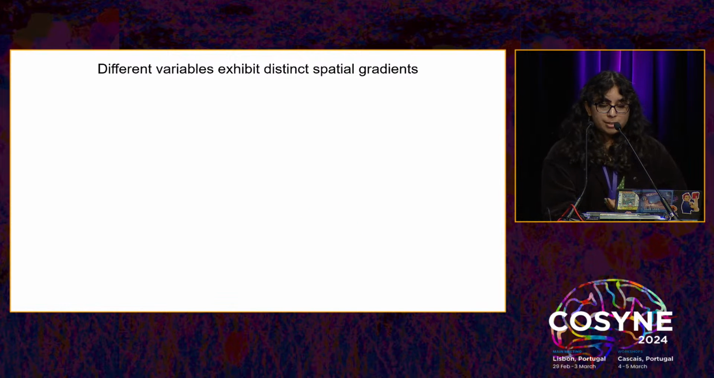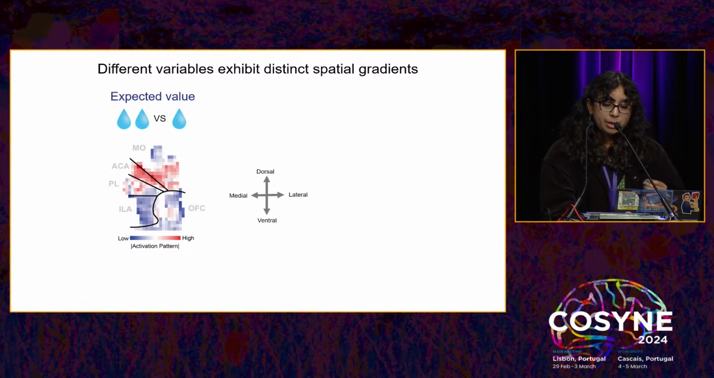We next sought to investigate the spatial structure of these representations across frontal cortex. We examined the difference in activation patterns between stimuli associated with high and low EV along different axes of frontal cortex. We found that EV coding was most pronounced in the dorsal but not ventral regions of frontal cortex, therefore exhibiting a dorsal to ventral gradient.